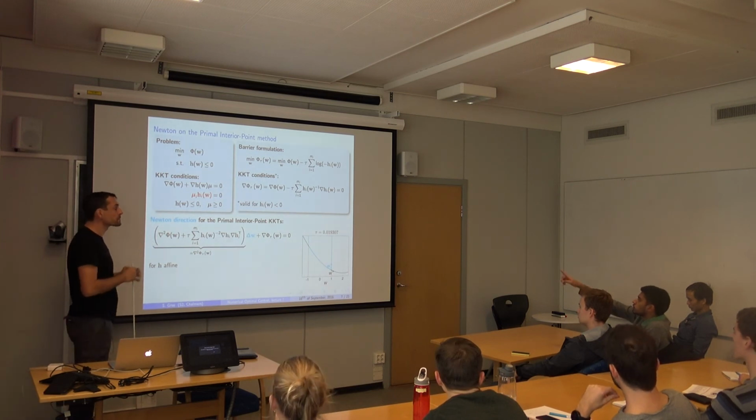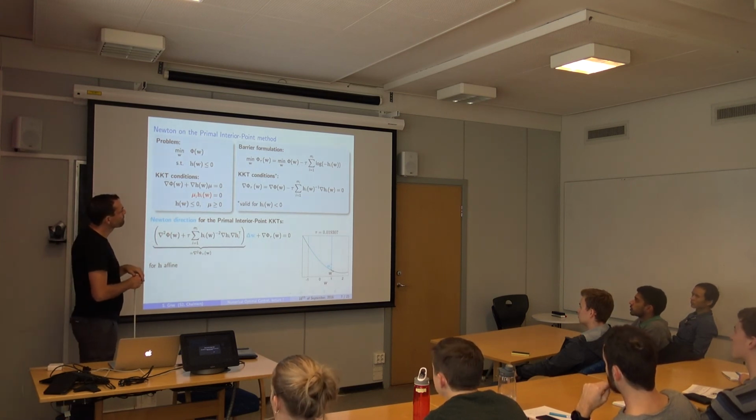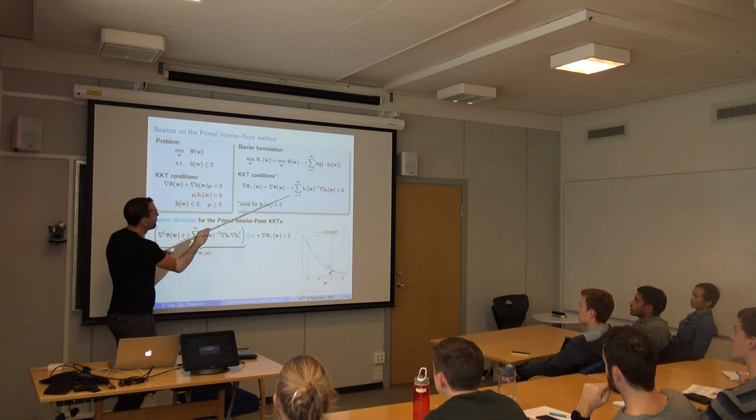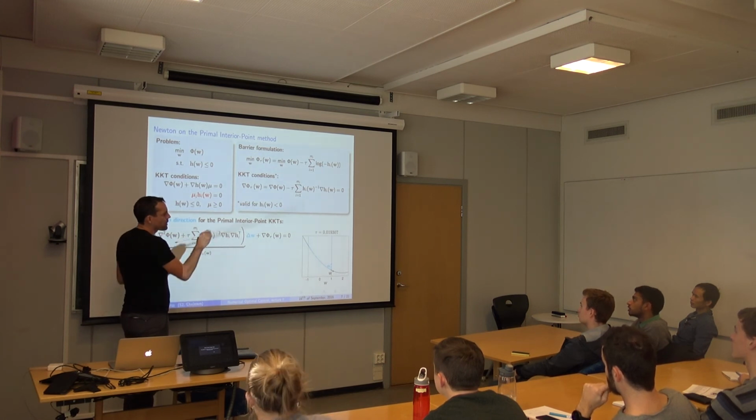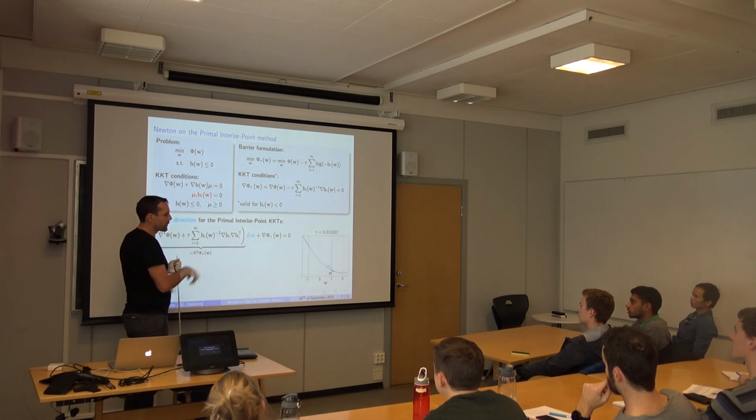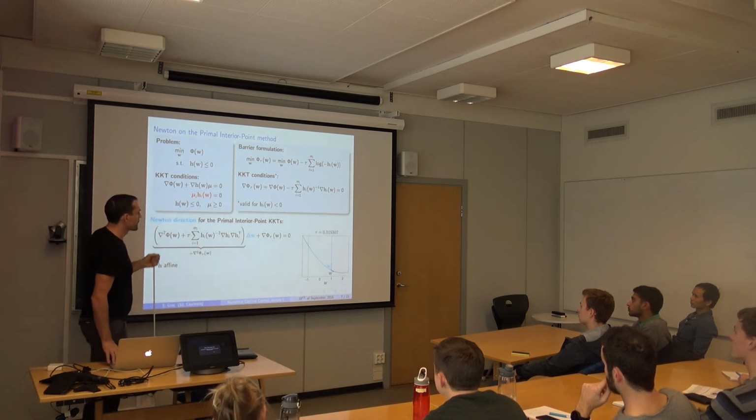Shouldn't there be a negative sign in the gradient? In here? Yeah. Because you have a log of minus h. I should check that. I don't think so. Because when you differentiate the log, you have also some sign effects. But let me check that.